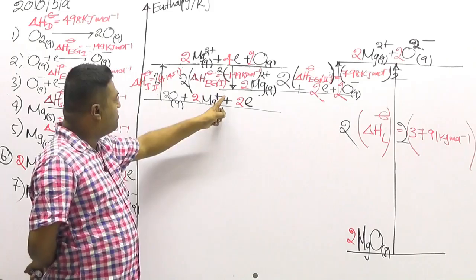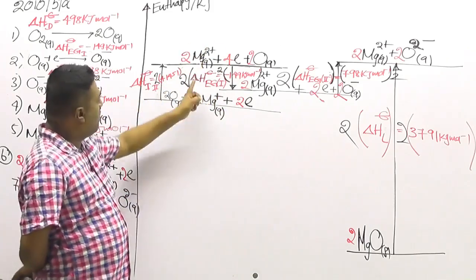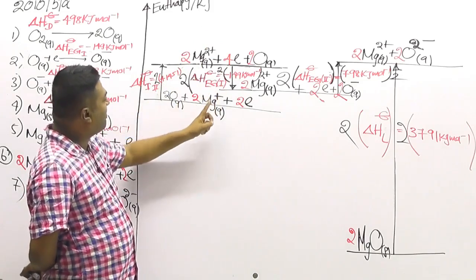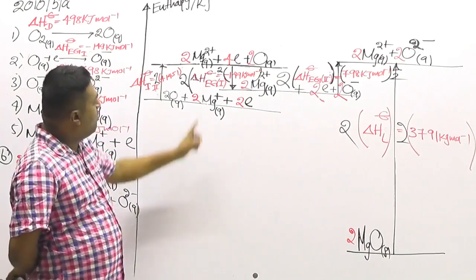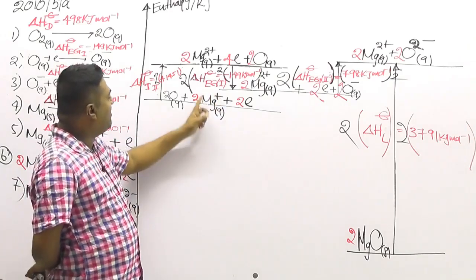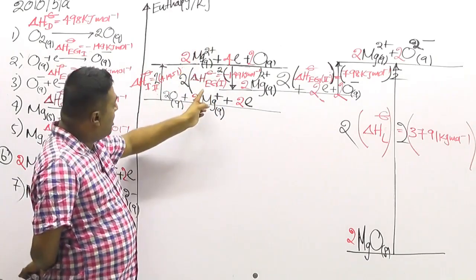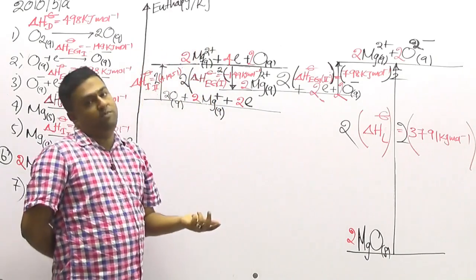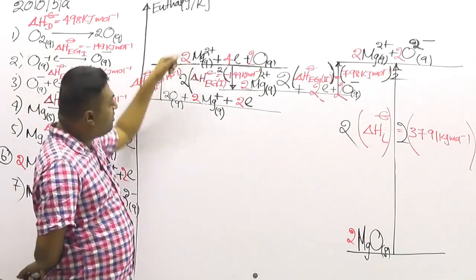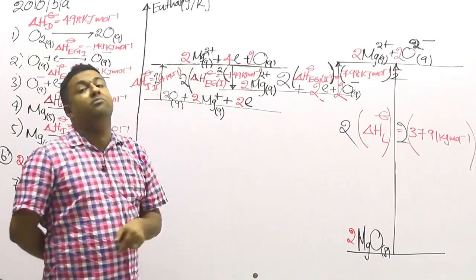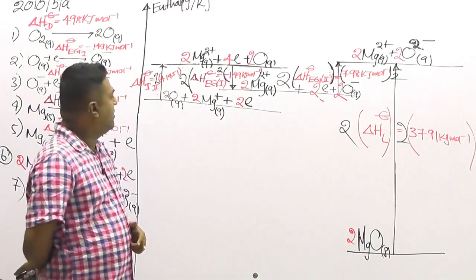1 mole of Mg+ is converted into 1 mole of Mg2+. But you need 2 moles of Mg2+. To get 2 moles of Mg2+, you need 2 Mg+.